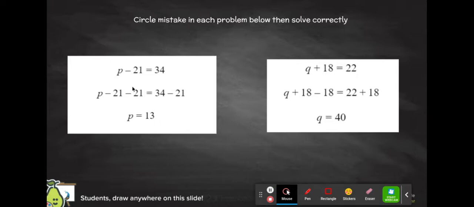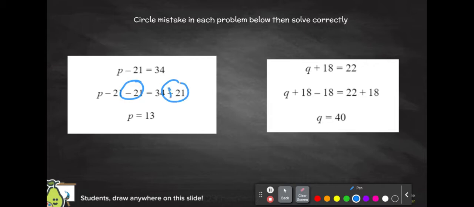So for the first one, p minus 21 equals 34. The opposite operation would be adding 21 to both sides. But when I come down to this next one, they did p minus 21, and then they subtracted 21 from both sides instead of adding. So the mistake would have been right in here. They should have added 21 to both sides, and then the answer would have been 55.